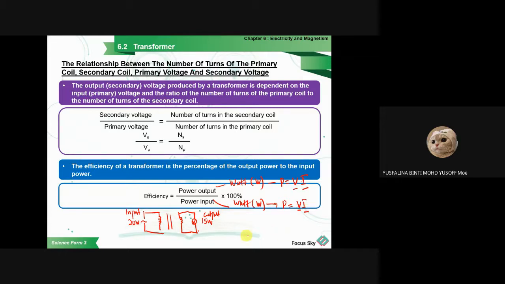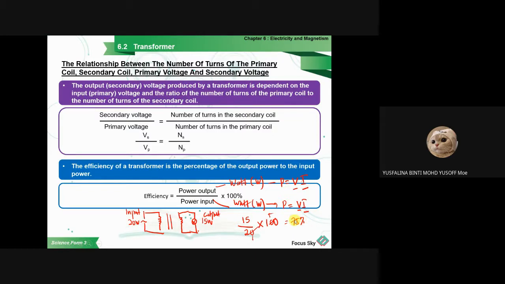Let's say for this one, they already give you the power. So the output is 15 watt, and the input is 20. Then you just times 100, so you will get 75%. This means the efficiency of the transformer is 75%. It means there will be a loss of energy here during the transmission. That's why the efficiency is only 75%.